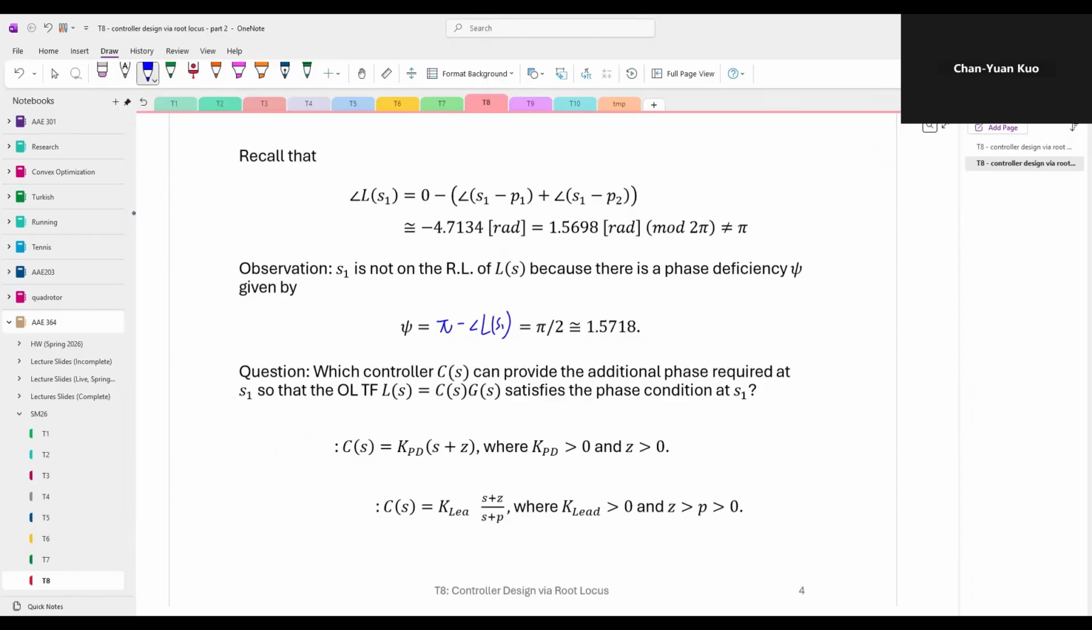Two common choices are a PD controller, which adds one zero, and a lead compensator, which adds both a zero and a pole, with the pole further to the left than the zero. And to see how, let's first start with a PD controller.